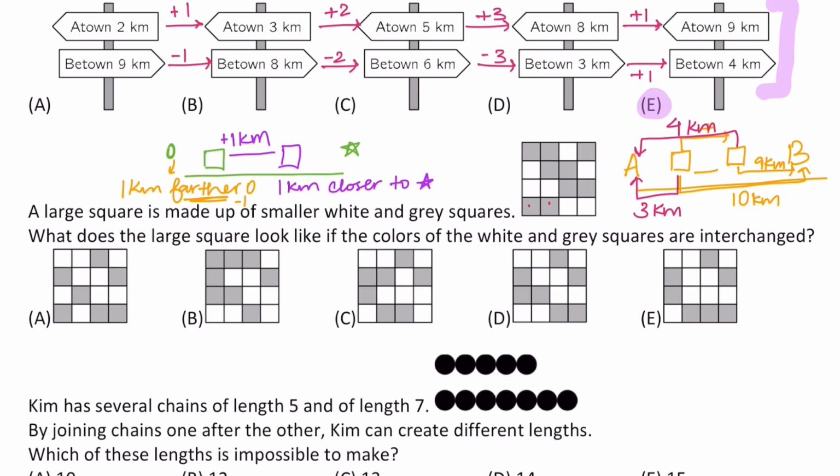Now, the gray ones interchanged means they're being switched between or replaced. The gray will become white and the white will become gray. So now if you look at that, these two boxes need to turn from gray to white. So let's look at these two boxes.